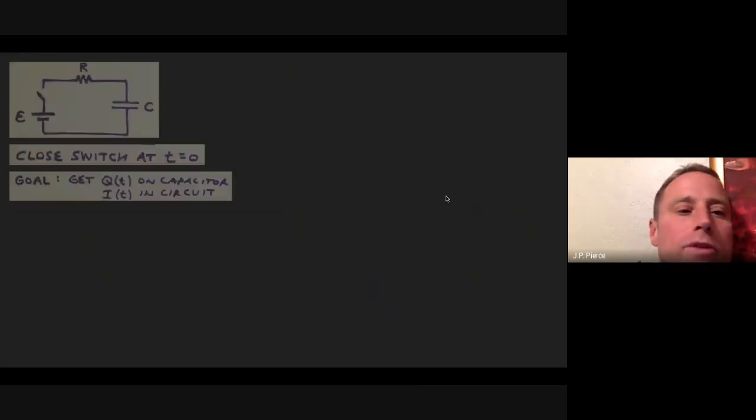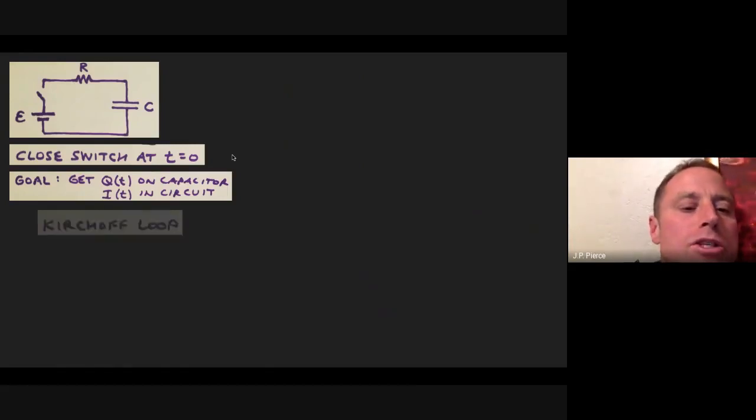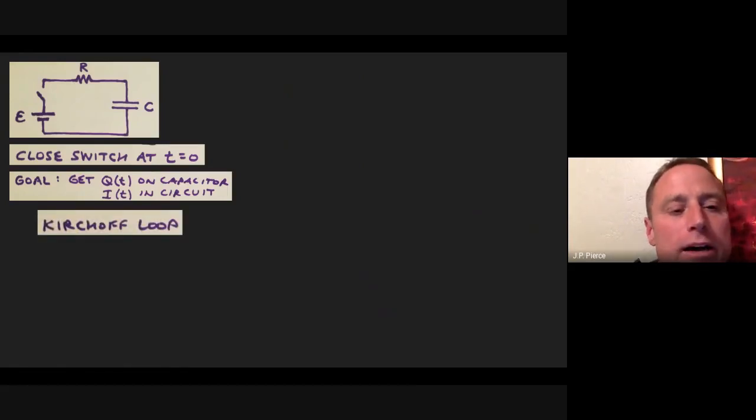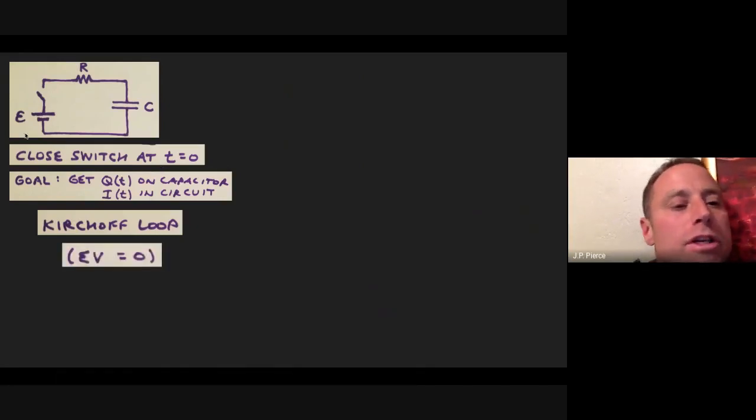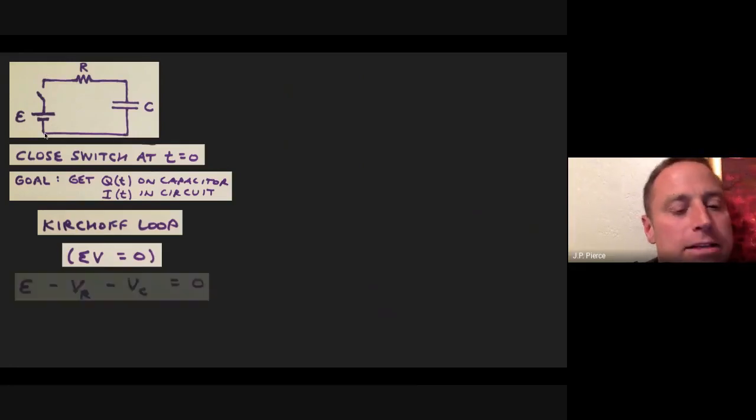So the way this works is, again, we've got this same circuit, and our goal is to get the charge as a function of time, the current as a function of time. Well, the way you start this off is by using a Kirchhoff loop. So what happens is the sum of the voltage drop or change on each element must add to zero as you go all the way around. So what we're going to do is start here, go over the battery, the resistor, and the capacitor, and then be back to where we started. So those changes have to add to zero.